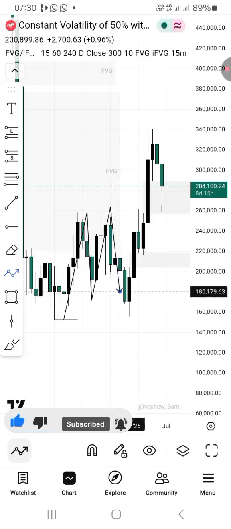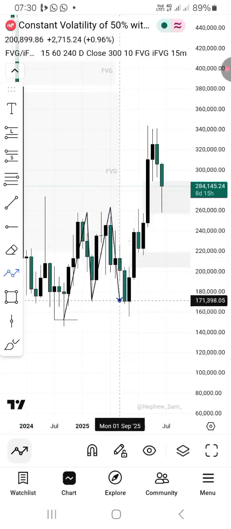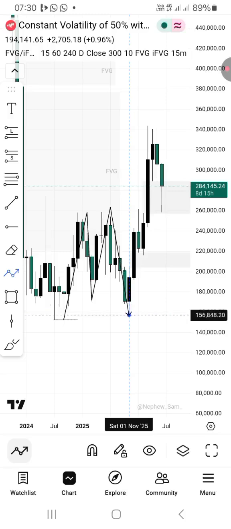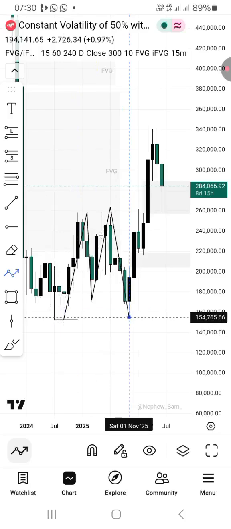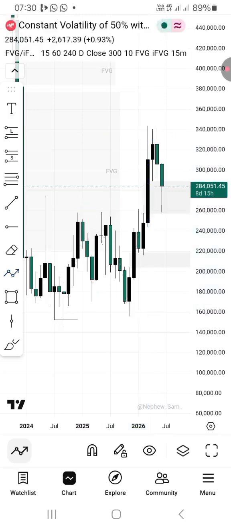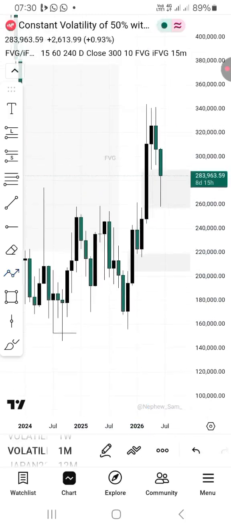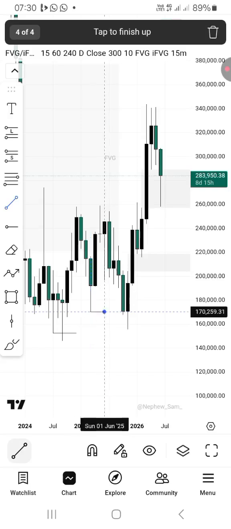Then we came down, we took out this structural liquidity, as you can see, and we reacted to whatever was there and pushed up, breaking market structure. So let's take this off and truly highlight all of these things. As you can see, we took out this structural liquidity, and this structural liquidity is a sweep on its own, because none of the bodies of these two candles closed below that swing low.